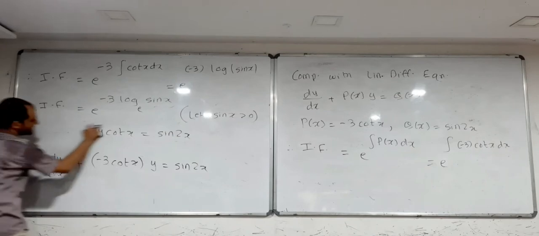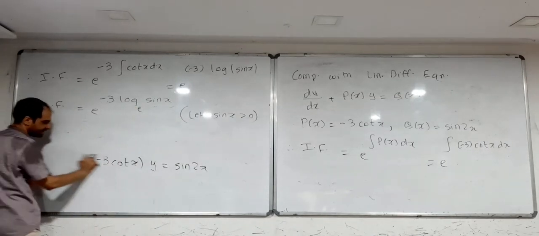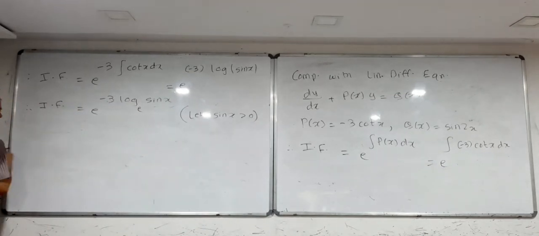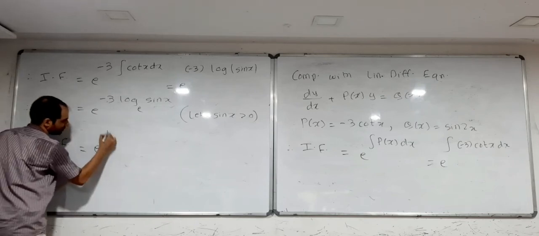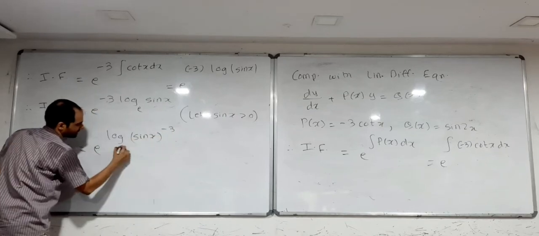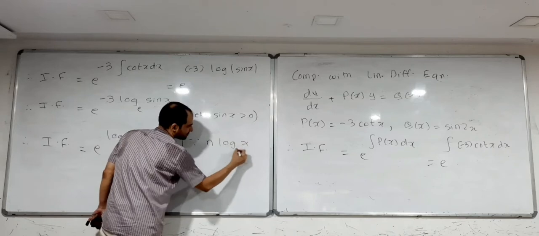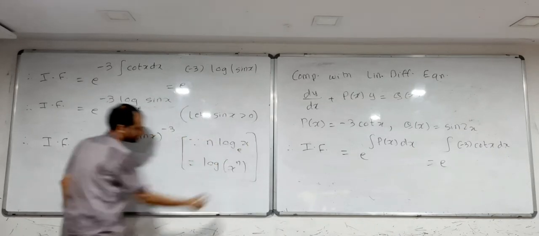Even if you don't write let sin x greater than 0, it's fine, because in the NCERT text they do not write everything, they have not mentioned any conditions, so no need to worry. So therefore the integrating factor becomes e raised to log of sin x raised to minus 3 to the base e. Which formula is this? Because n log x to the base e is log of x raised to n.